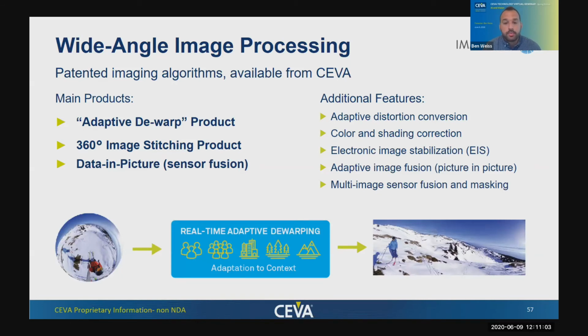The software solution provided by Immervision in the WideAngle SDK includes 3 main products as well as additional features. The main products are adaptive dewarp, 360 image stitching, and the data in picture for sensor fusion. Additional features can be combined with each one of the products and include color and shading correction, image stabilization, image fusion, and multi-image sensor fusion.